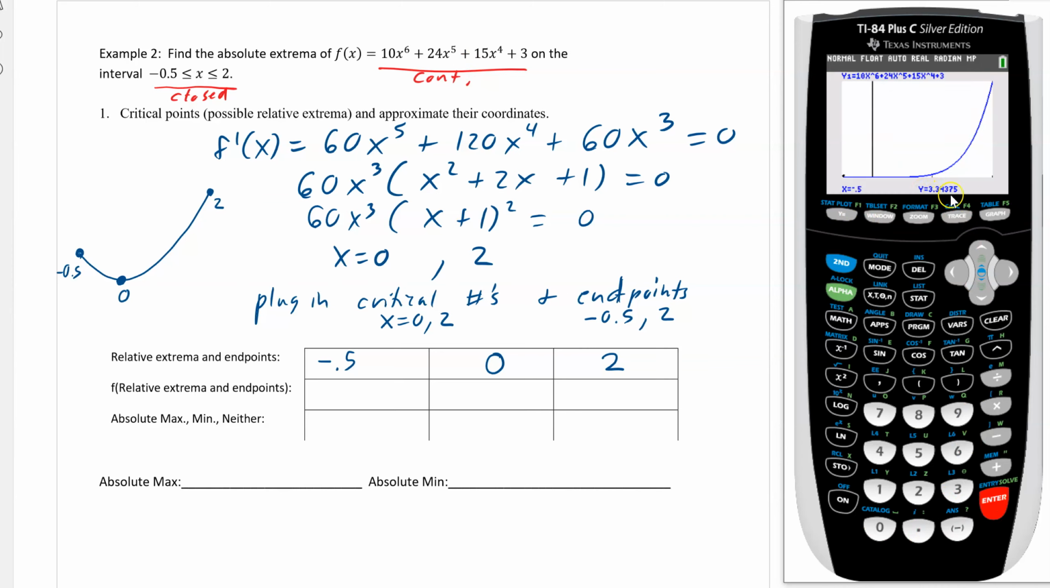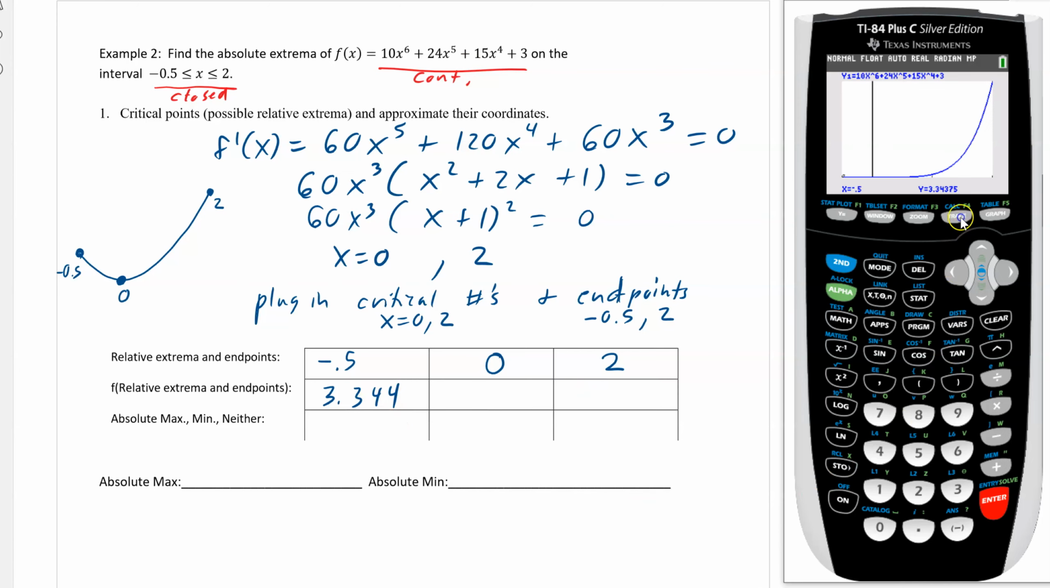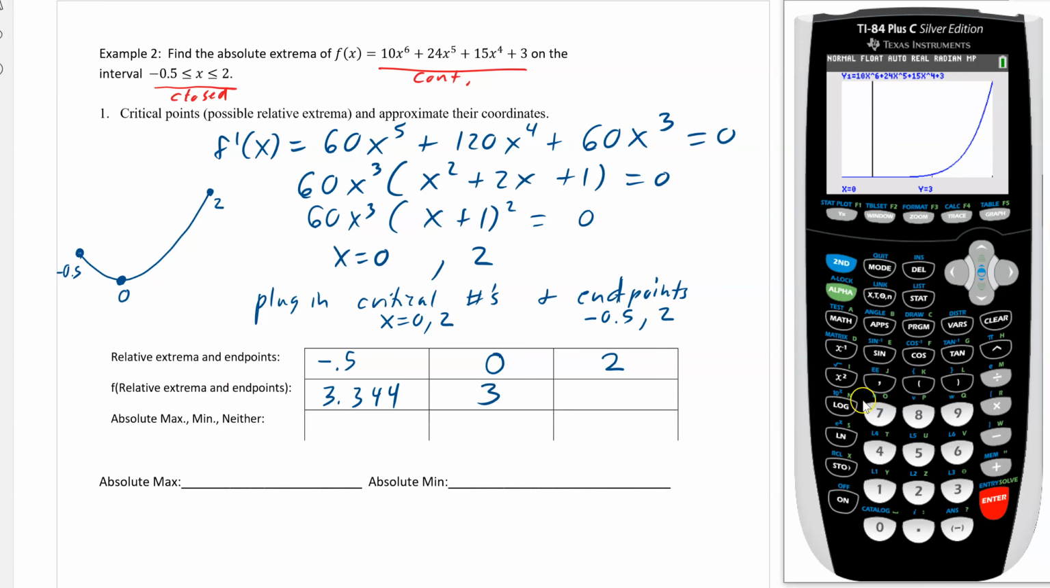So 3.34375. So how about 3.344? So this is our table to find our values. These are our endpoints and extrema, and these are the y values they give us. So now if I hit trace 0, it comes out to be 3. And if I hit trace 2, it tells me it's 1651.